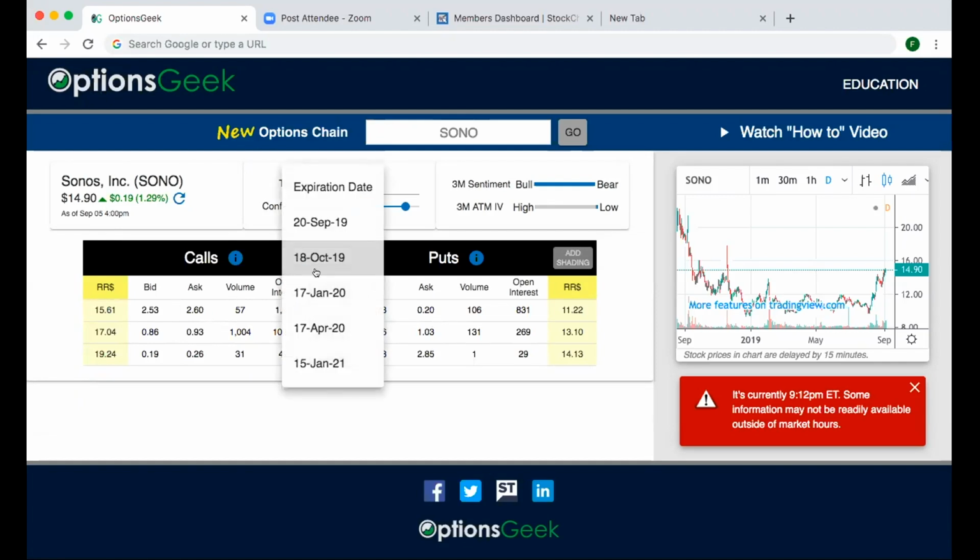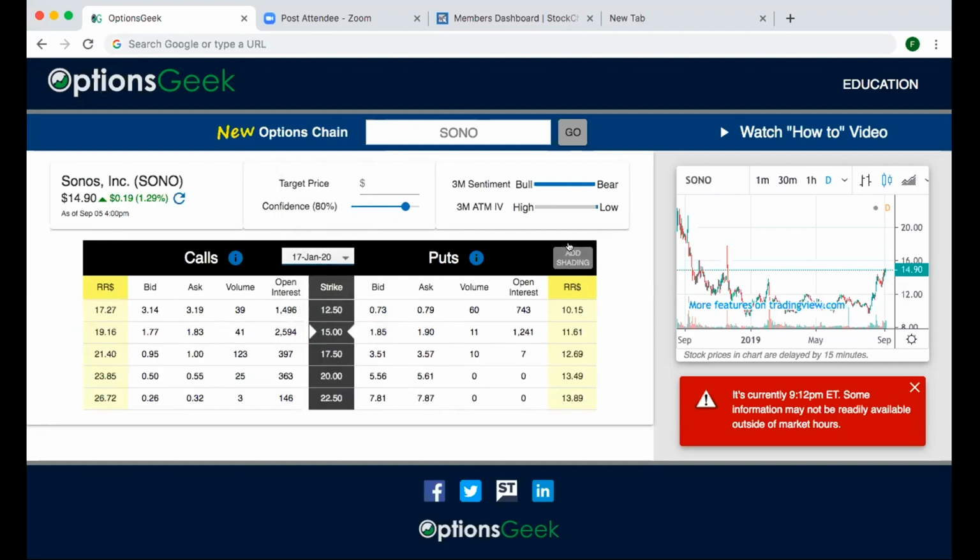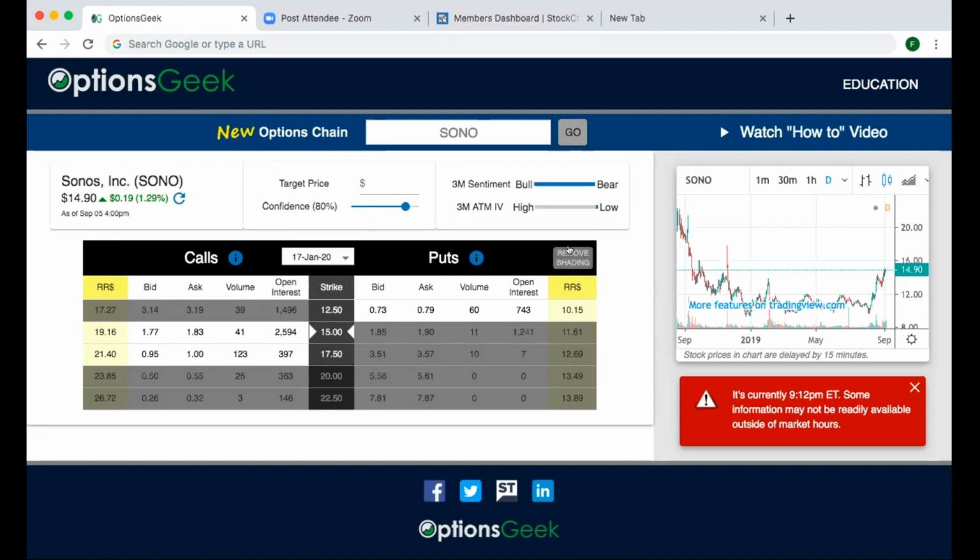I liked the January options because to me that launch, if it was successful, will appear in the later expiration when there's earnings. So earnings are in November.